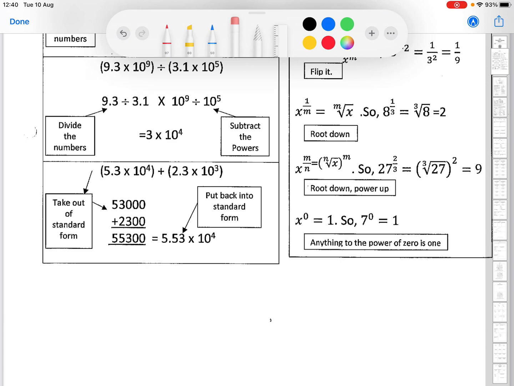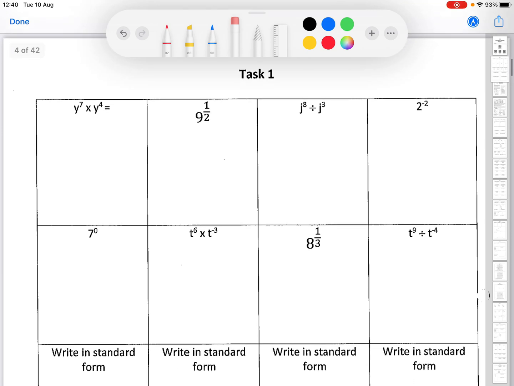Anything to the power of 0 is 1, no matter what the number is. So if you've got 1,000,000 to the power of 0, it's still 1. Right, let's go through these answers.